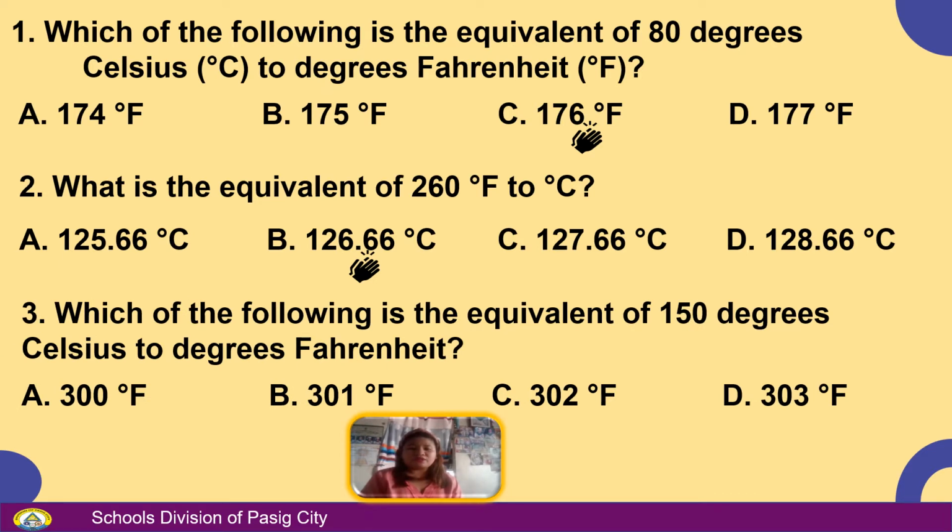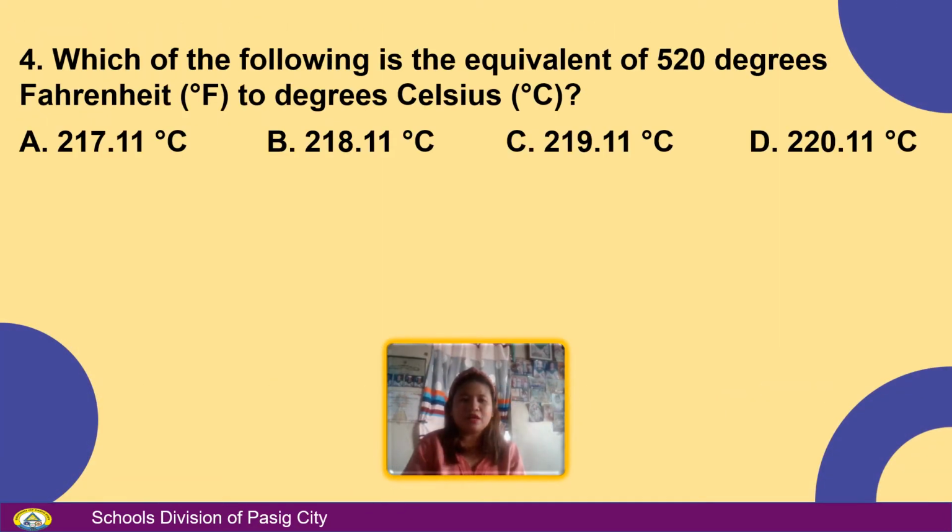Number 3. Which of the following is the equivalent of 150 degrees Celsius to degrees Fahrenheit? A. 300 degrees Fahrenheit. B. 301 degrees Fahrenheit. C. 302 degrees Fahrenheit. And D. 303 degrees Fahrenheit. C. 302 degrees Fahrenheit.